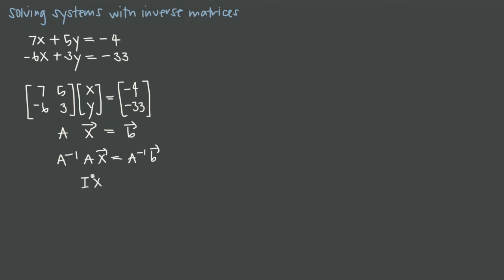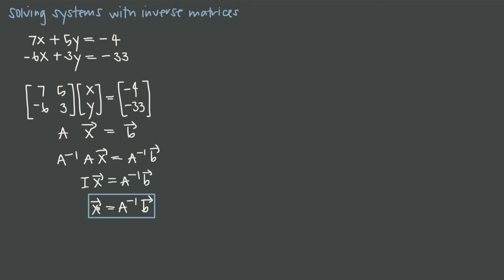So we get I times the vector x is A inverse times the vector b. And we know that multiplying by the identity matrix I doesn't ever change the value of the vector or the matrix. It's like multiplying by 1. So we could just simplify this left-hand side and write the vector x is equal to A inverse times the vector b. And here is really our key formula when it comes to solving a system using the inverse matrix.